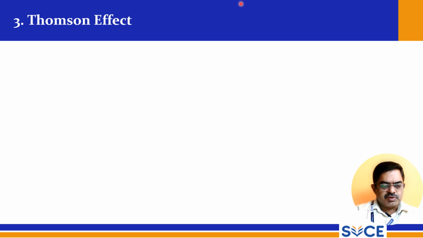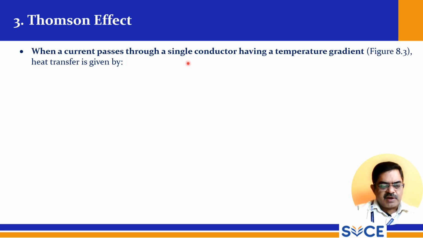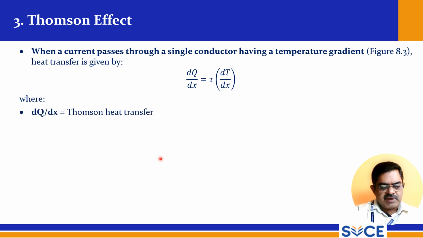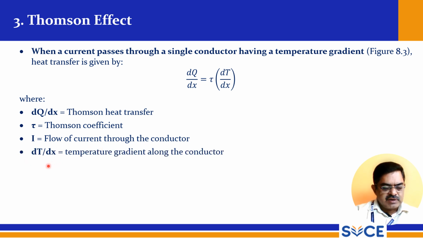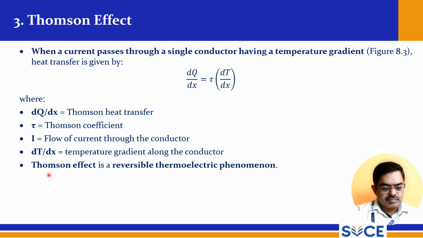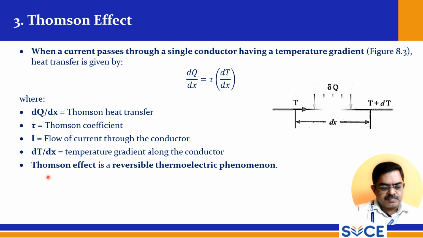So next, coming to the Thomson effect. When a current passes through a single conductor having a temperature gradient, heat transfer is given by dQ by dx equal to tau I dT by dx, where dQ by dx is the Thomson heat transfer, tau is the Thomson coefficient, I is the flow of current through the conductor, and dT by dx is the temperature gradient along the conductor. So the Thomson effect is a reversible thermoelectric phenomenon.